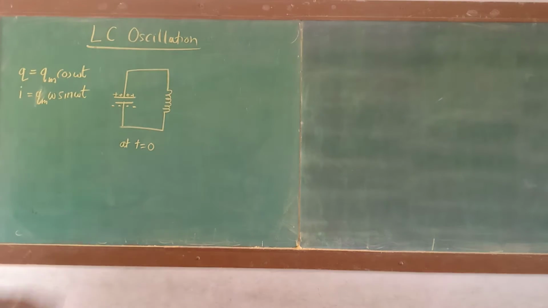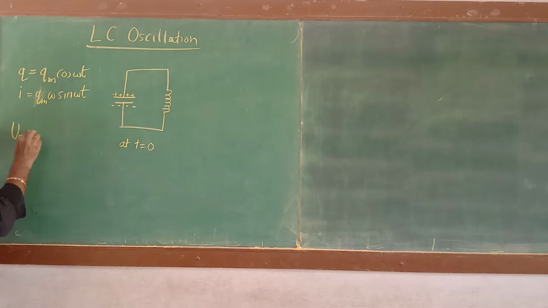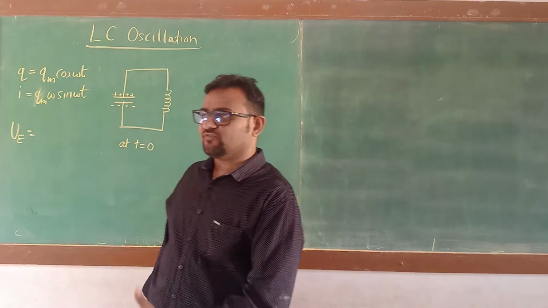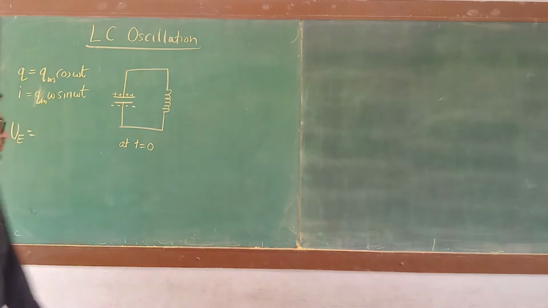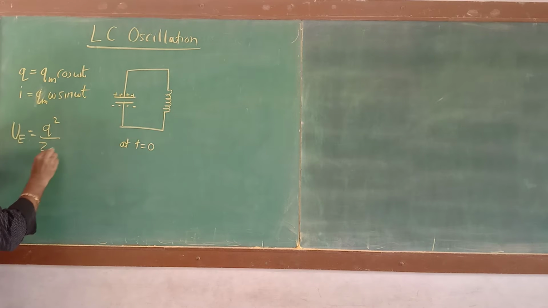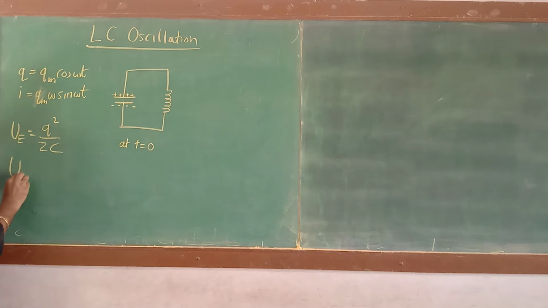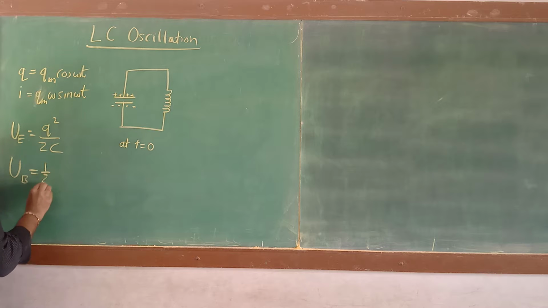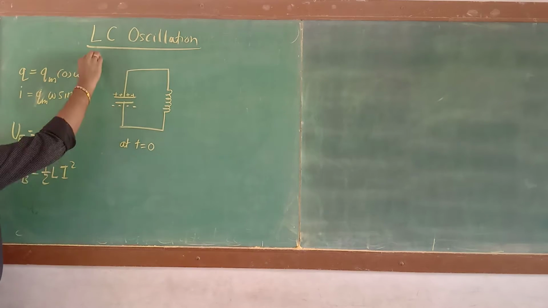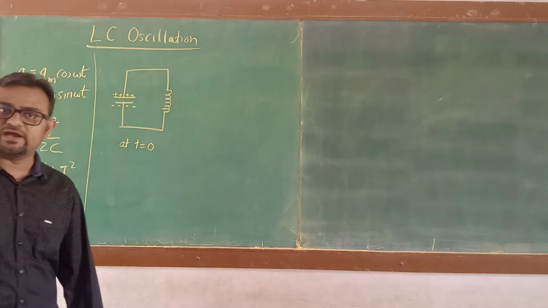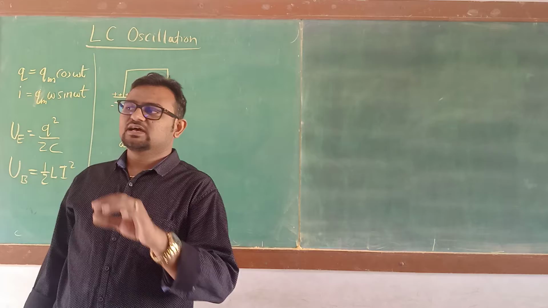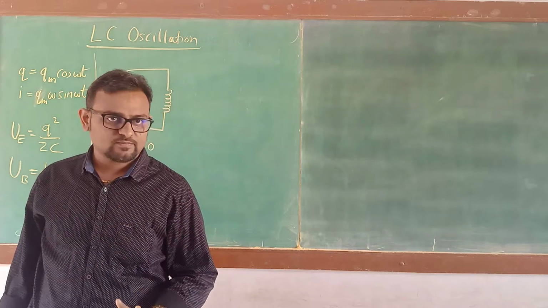Now, what is the formula for total energy in terms of electric field? That is q square by 2c, the energy of the capacitor. And the energy in the inductor in terms of magnetic field will be equal to half Li square. These were already studied earlier, right? The energy of capacitor is q square by 2c and the energy of inductor is half Li square.